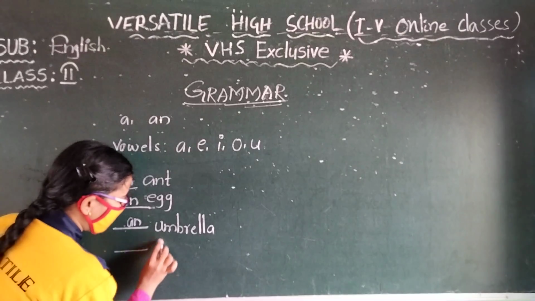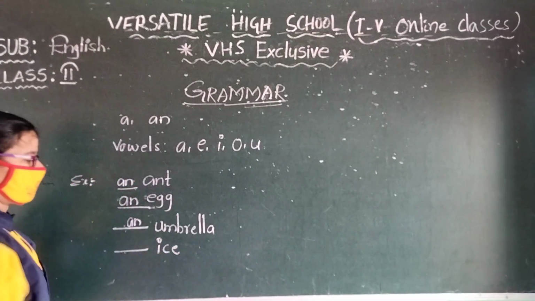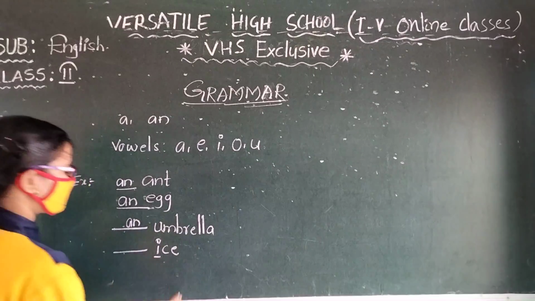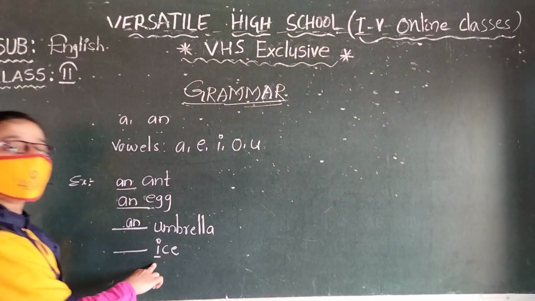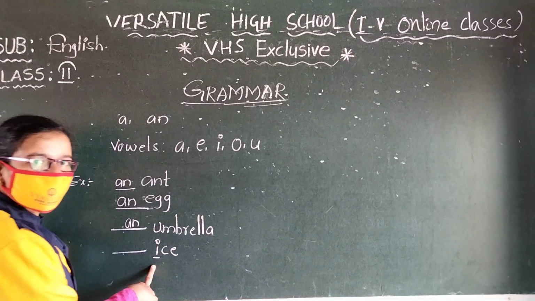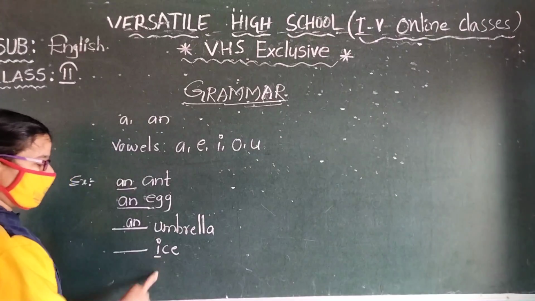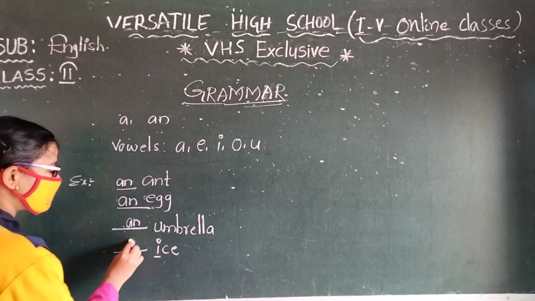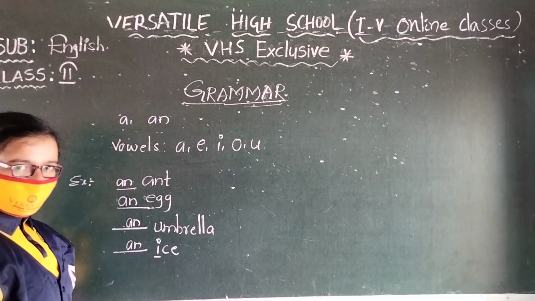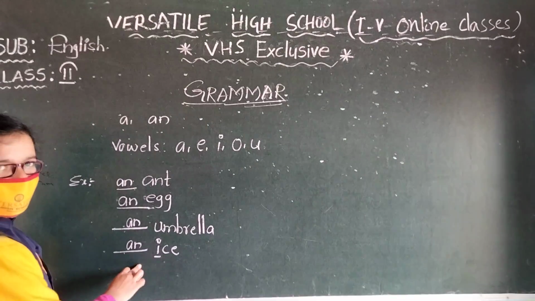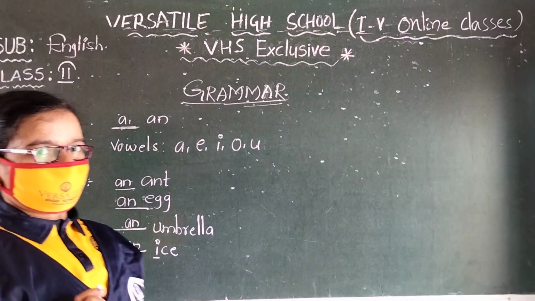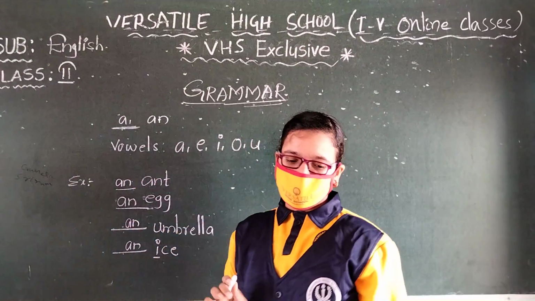Next, ice. I-C-E, ice. Which one is this? This is a vowel. Before vowel sounds we use an. Okay. When do we use a? Listen.